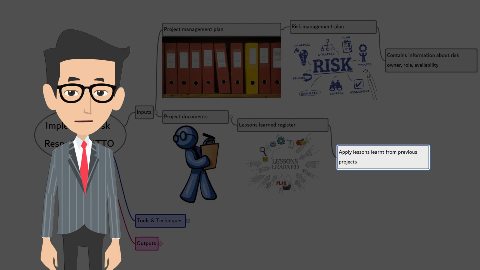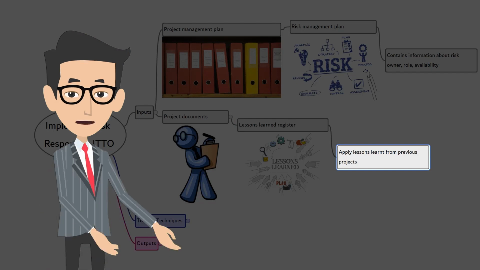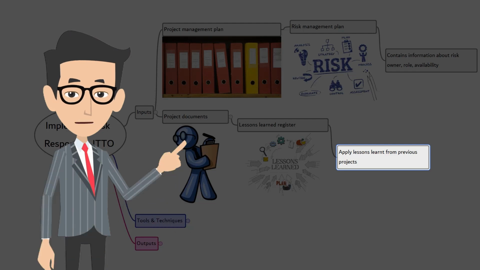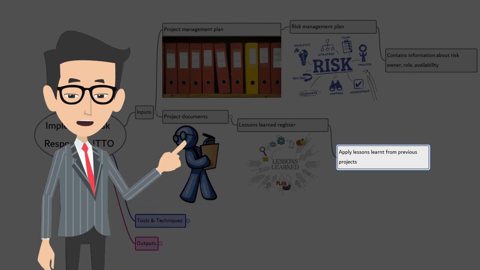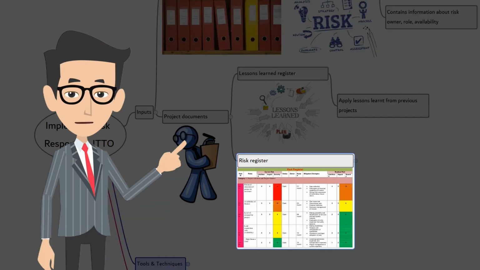The lessons learned register provides information about what worked and what did not work on the current project and on past similar projects. Lessons learned can be used to reduce the risk of repeating the same mistake and take full advantage of potential opportunities. Risk register.